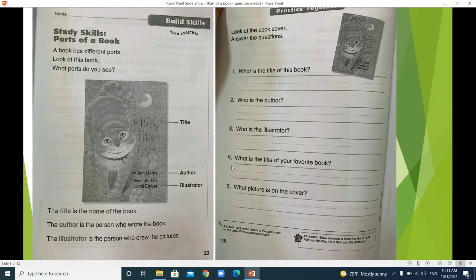Here are numbers 4 and 5. The answers will be different because you will answer these yourselves. Okay, number 4 says, what is the title of your favorite book? You will write the title or the name of the book that you like to read. What pictures are on the cover? And this is also something that you will write your own answer for. So you will write the picture that you see on your favorite book.